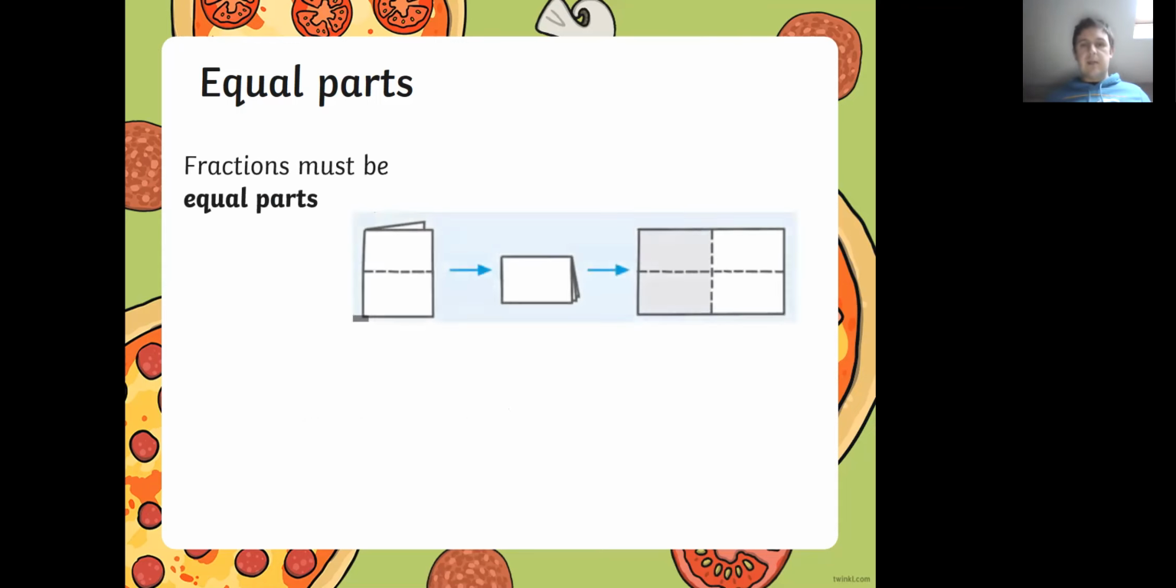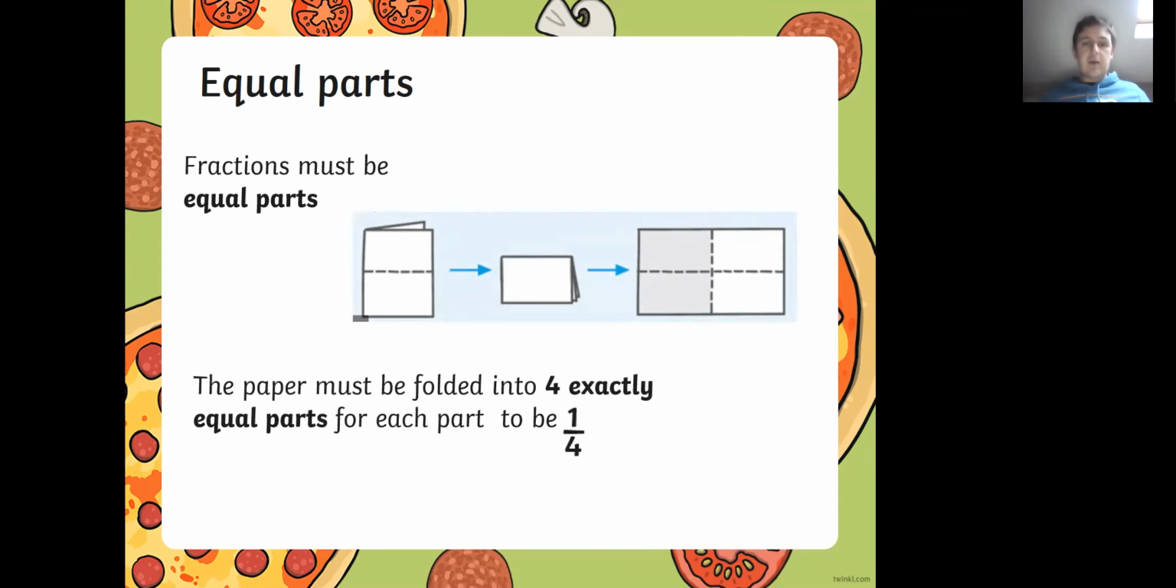So fractions must be equal. And when you broke your paper into 4, did you do it like this? Were the parts equal? If they were equal, you've broken them into quarters. If not, you've just made 4 parts. There's a difference between having 4 parts and 4 equal parts.